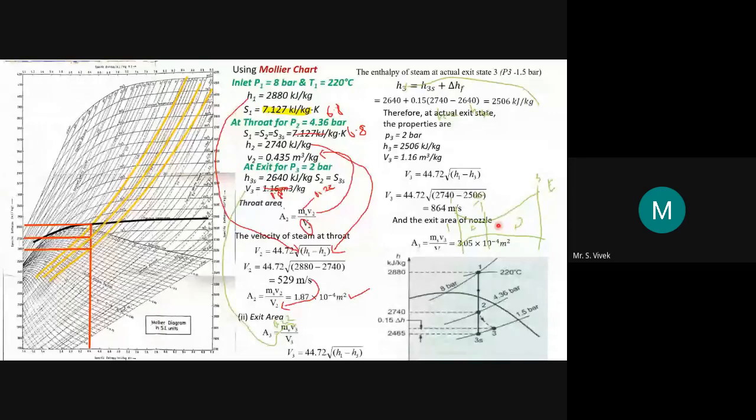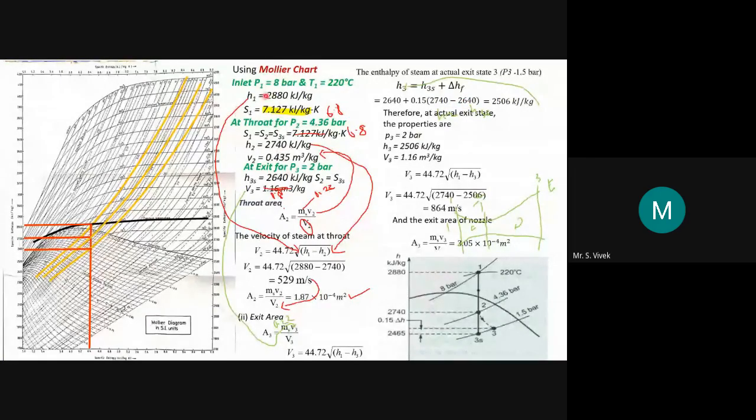Okay, friction lies in the divergent portion only. The divergent portion is between 2 and 3, correct? Between 2 and 3. So H3 is equal to H3s plus 0.15 into (H2 minus H3s).